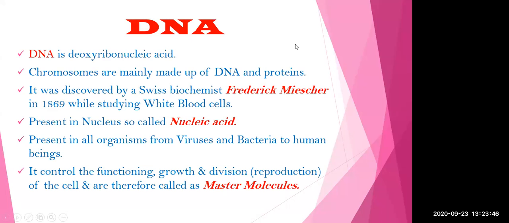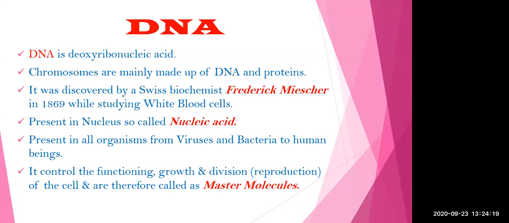What is it? DNA. What is the full form of DNA? DNA is deoxyribonucleic acid. Chromosomes are mainly made up of DNA and proteins. The DNA was first discovered by a Swiss biochemist, Friedrich Miescher, in 1869 while he was studying white blood cells. They are present in the nucleus, so they are called nucleic acid. But you can also mention they are also present in mitochondria as well as ribosomes.